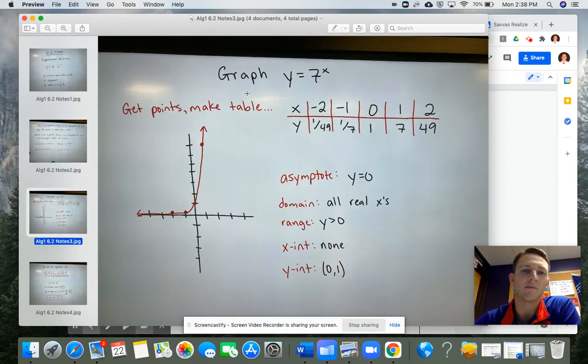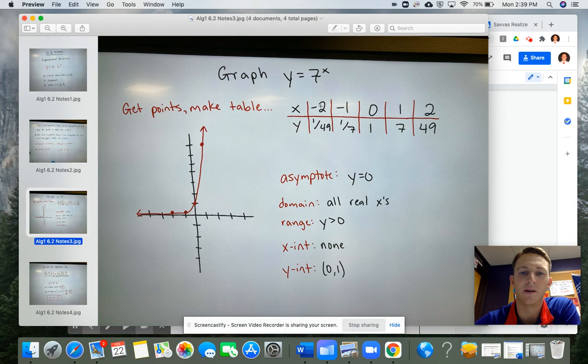So let's graph something. We have y equals 7 to the x power. And to graph this, we're going to make a table and plug in some points for x and see what we get for y. Because if we get an x, y value, that'll be a point for our graph. So let's just pick some values for x and we'll see what y is. So we're going to pick -2, -1, 0, 1, and 2 to plug in for our exponent. And we're going to see what our y value is.